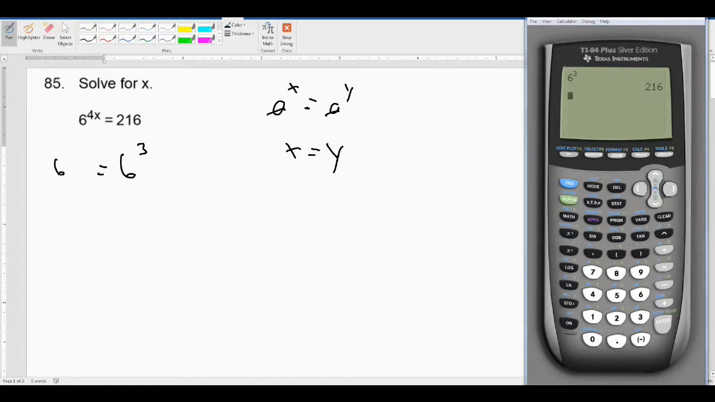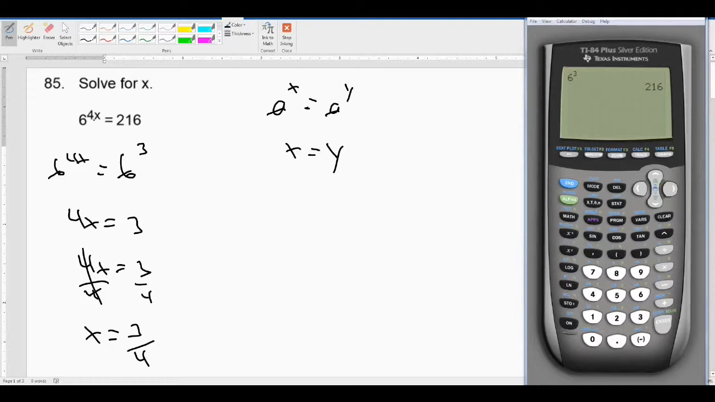And so the reason why I'm using 6 is because the 6 is the base over here, which means I can now use this property. Those bases like cancel, and we get 4x equals 3. And that's a lot easier equation to solve than what we had. And to solve that, you just divide both sides by 4. And x equals 3/4 is the answer.